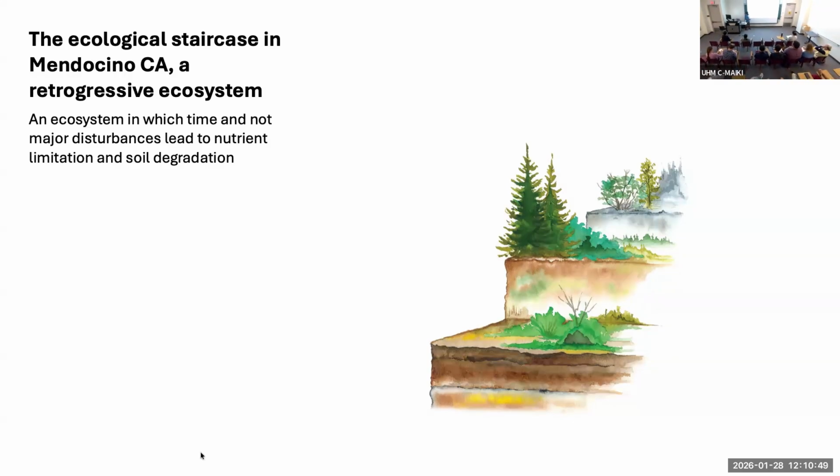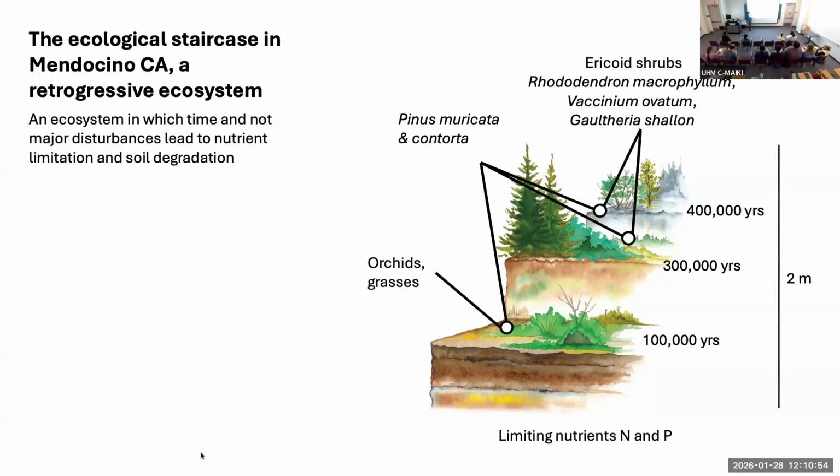What you can see in that drawing here is my system of study. As I mentioned, the limiting nutrients are nitrogen and phosphorus. This has been demonstrated because there are many studies done in this ecological staircase. We have different terraces. My study focuses specifically on the young terrace that is known to be 100,000 years old. Then is the third terrace, which is 300,000 years old, and 400,000 years old. I will call these young, mid-age, and old.